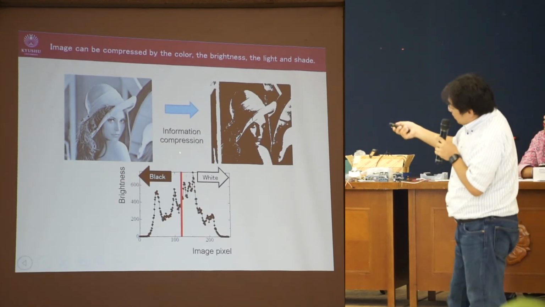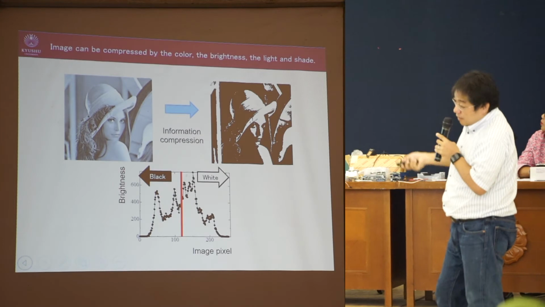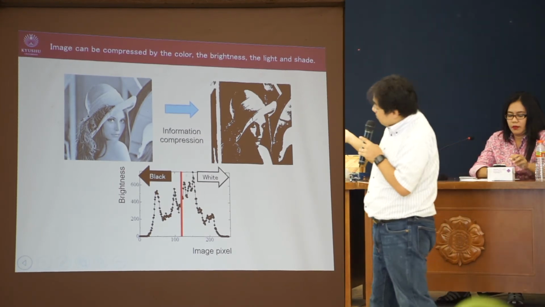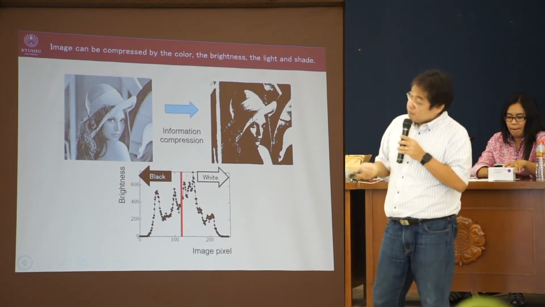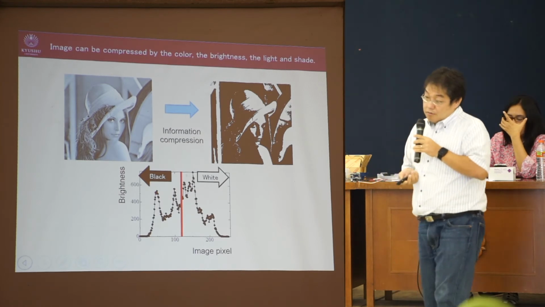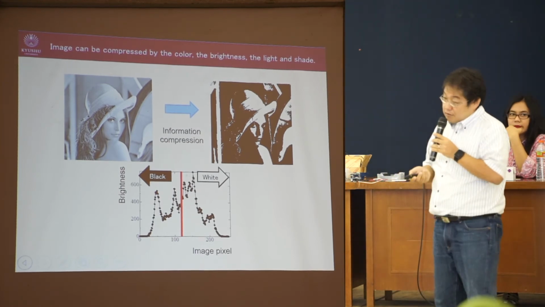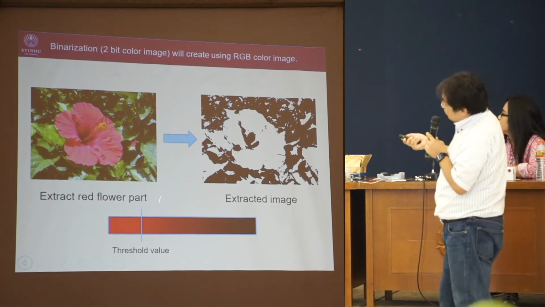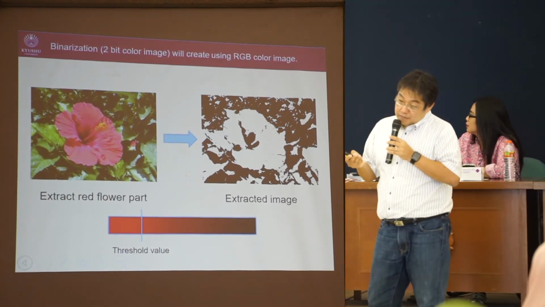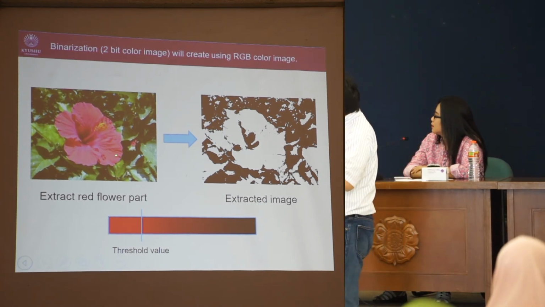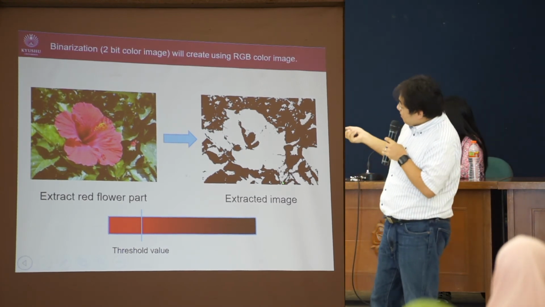So by using this line, we can apply binarization. So this part is black, this part is white. So the binarized result is like that. So binarization is applied for the red color and black. So in that case, we can take the flower part like that.